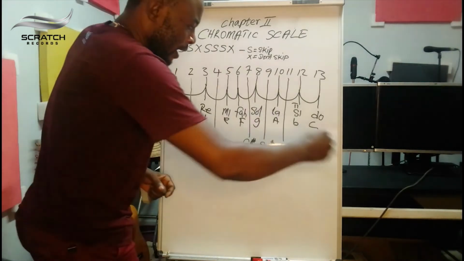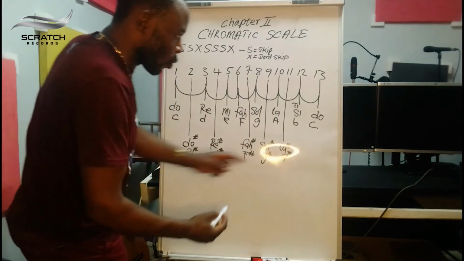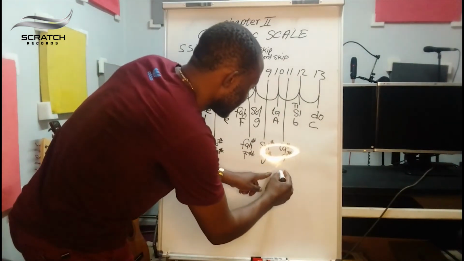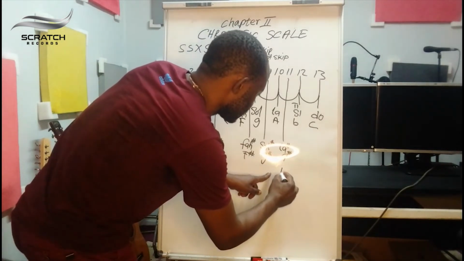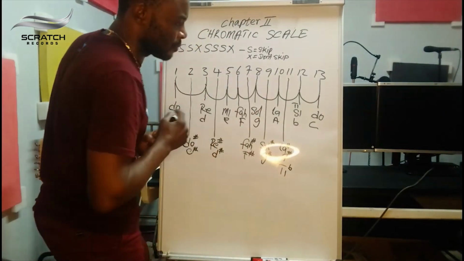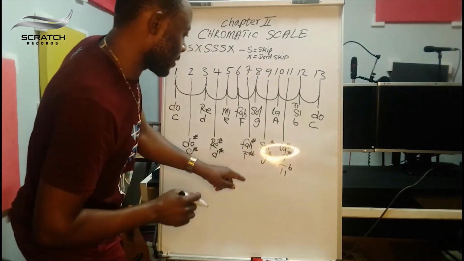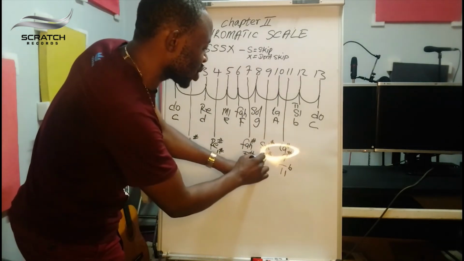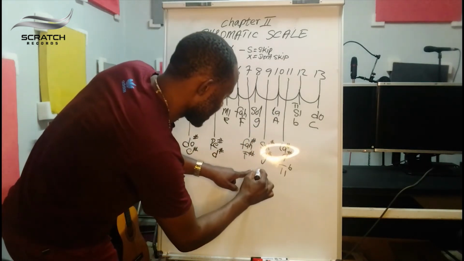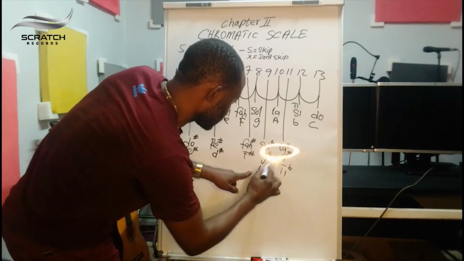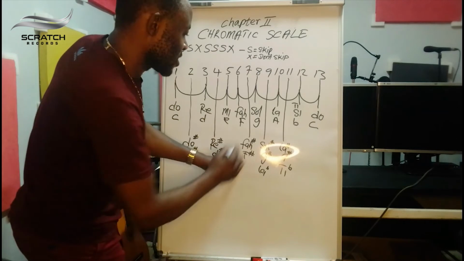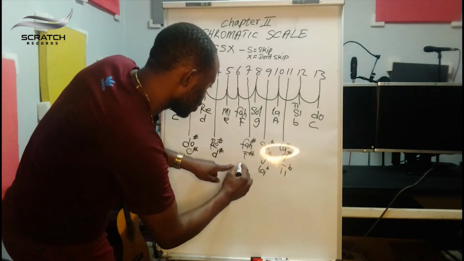Okay, now, if we are leaving the right to the left, what do we have here? We have La sharp, which is A sharp. It's going to be Ti flat or B flat. B flat. That's the abbreviation of flat. It's small b. Okay, coming back, we have G sharp, which is Sol sharp. It should be La flat. La flat. Okay, now we have Fa sharp. Coming back, it should be Sol flat.